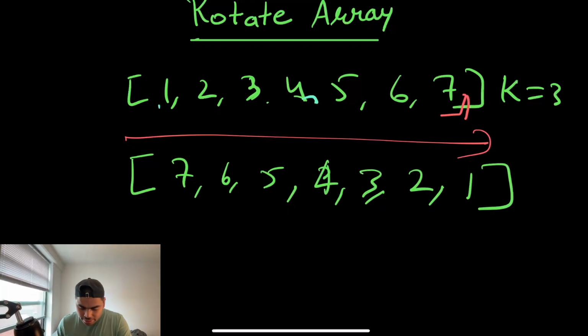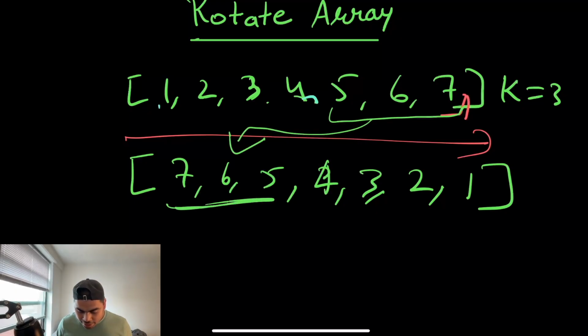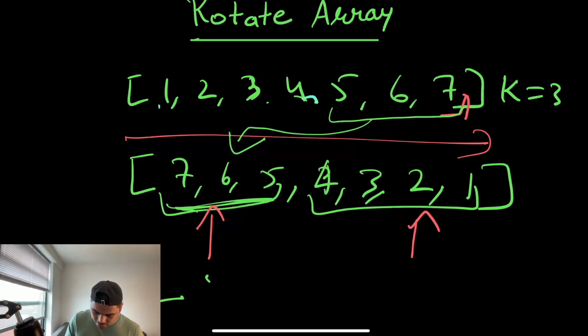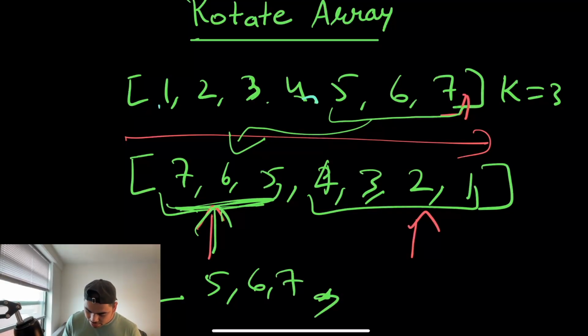So you see, now we have reversed it, and all these three values that needed to come to the front are here, but in opposite order, and so is this other section. They're reversed. So what do we do? Now we take each of these sections and reverse them. After reversing them, we get 5, 6, and 7. This part reversed gives 5, 6, and 7, and this part reversed is 1, 2, 3, and 4.